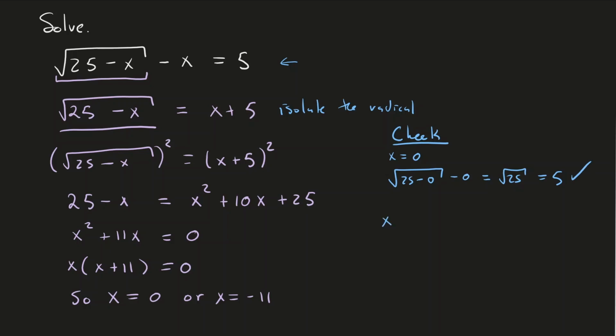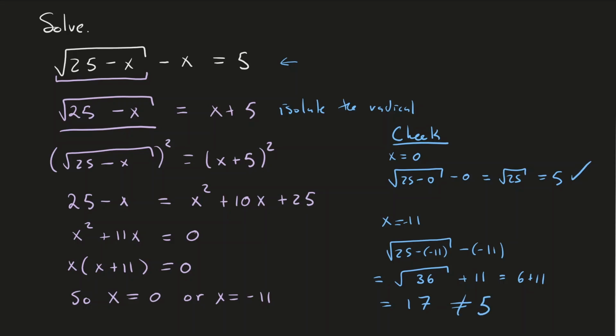So let's check the negative 11. x is equal to negative 11. Plugging that in, we get the square root of 25 minus negative 11, minus negative 11. This again should equal 5. So that's equal to, I'm going to go down here, it's a little bigger. 25 minus negative 11, that's actually 36. Minus negative 11, plus 11. So that's equal to 6 plus 11, which is equal to 17. And that's really not equal to 5.